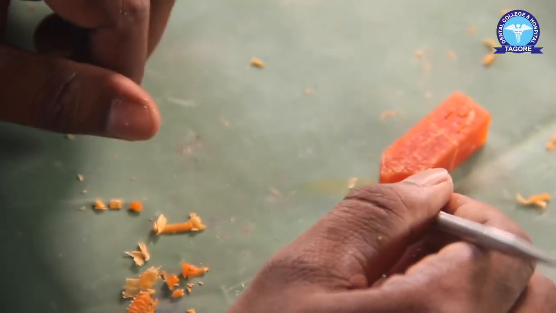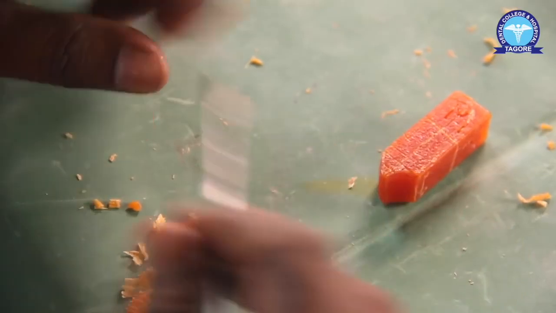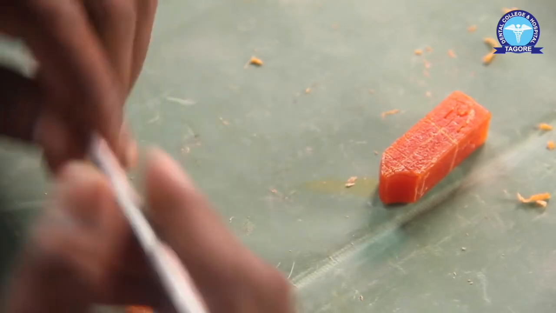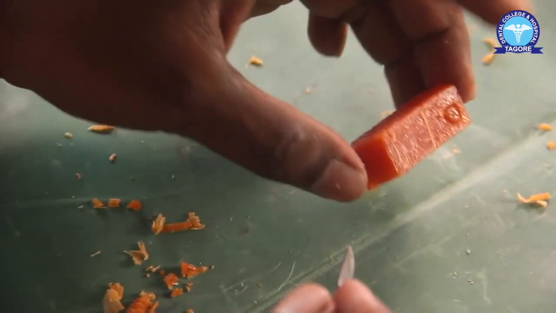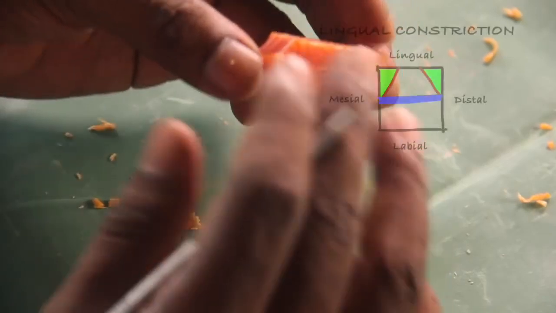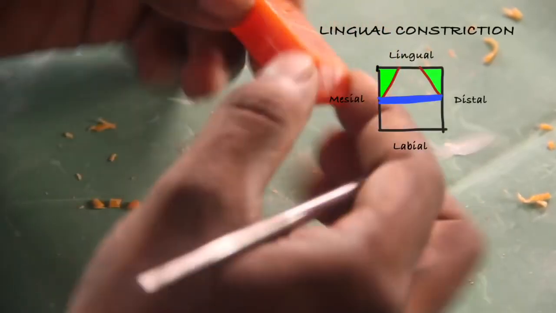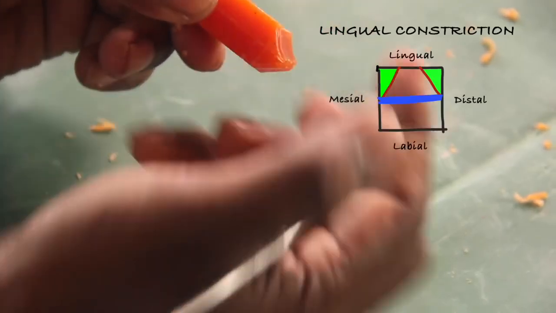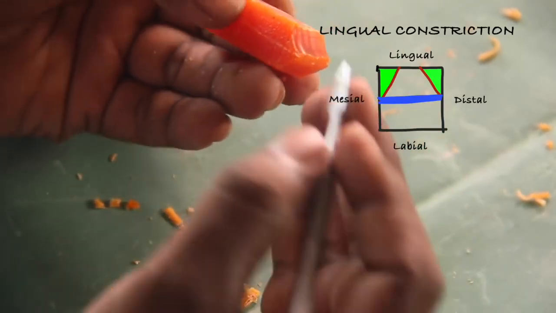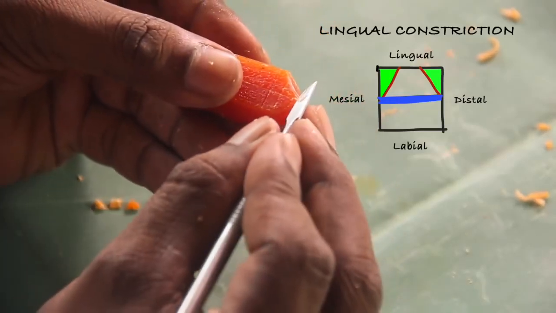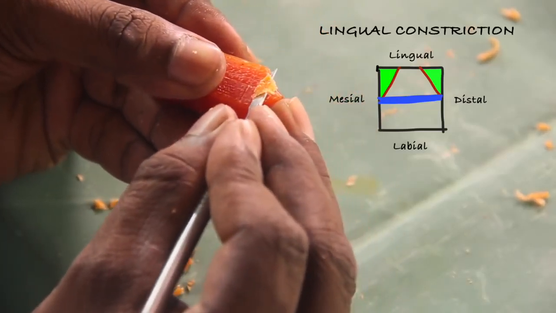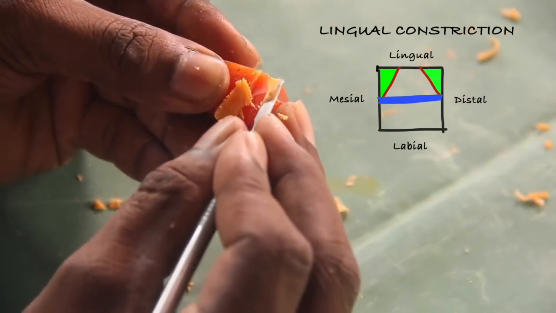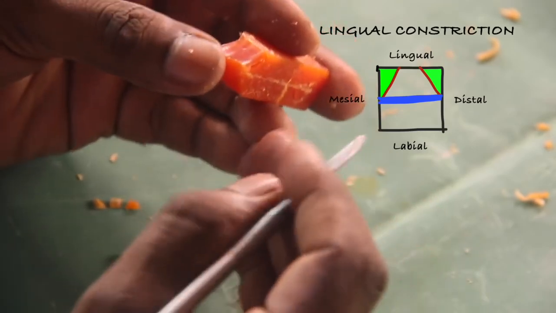Cavity, okay, the concavity on the palatal side, and a straight line on the labial side. So this is the labial side and this is the palatal side. The next step is to give the lingual constriction, that is the palatal constriction. The palatal or lingual side should be converged, which is what a lingual constriction is. So you have to converge the lingual side. The lingual side is always smaller than the labial side.